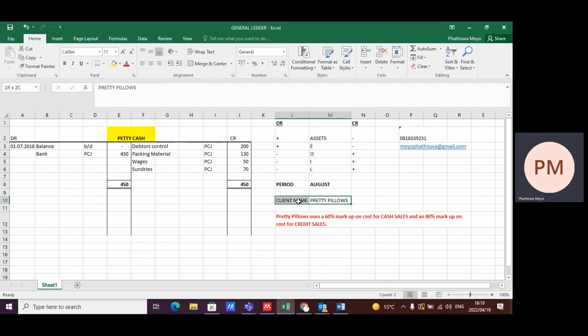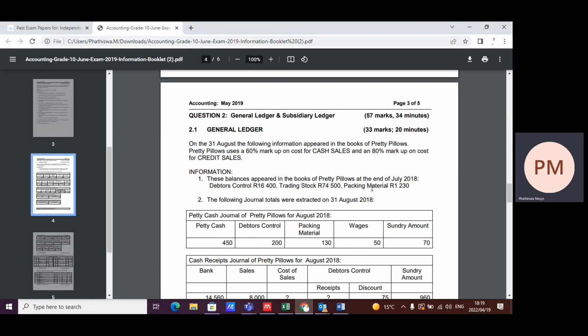The second thing, you should know your client's name, because if you don't, you're going to think any supplier they mention is your client, which is definitely not true. So Pretty Pillows is your client. Always know your client name. Now, they say Pretty Pillows uses 60% markup on cost on cash sales and 80% markup on credit sales. So this is IEB, guys. IEB will always put a spanner in the works. Now you have two markups: a lower markup for cash sales, a higher markup for credit sales.